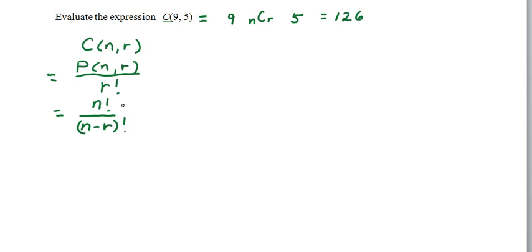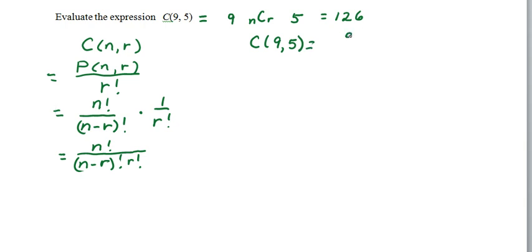That's the formula for permutations, times the reciprocal of r factorial, 1 over r factorial, which gives us n factorial over (n minus r) factorial times r factorial. So in this case, the number of combinations of 9 things taken 5 at a time would be 9 factorial over (9 minus 5) factorial times 5 factorial. This is 9 factorial over 4 factorial, 5 factorial.